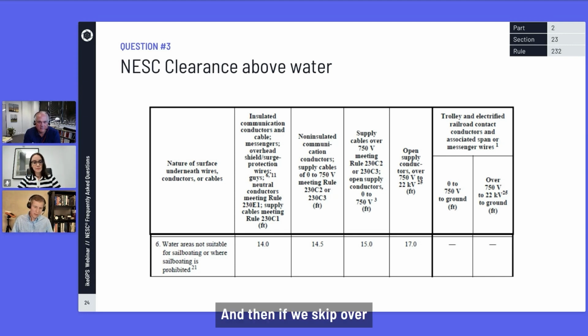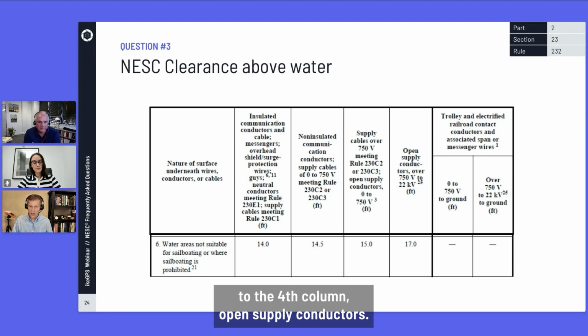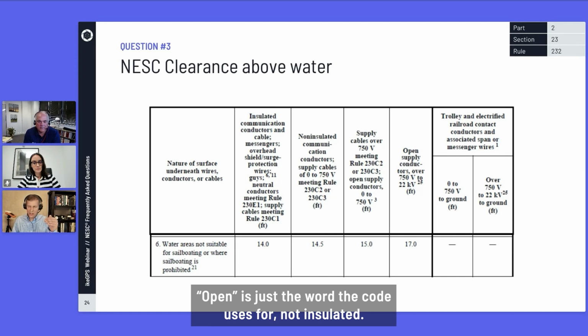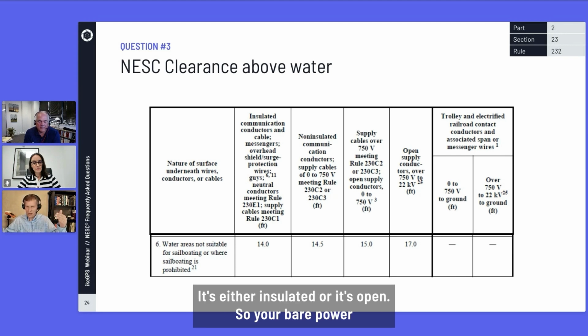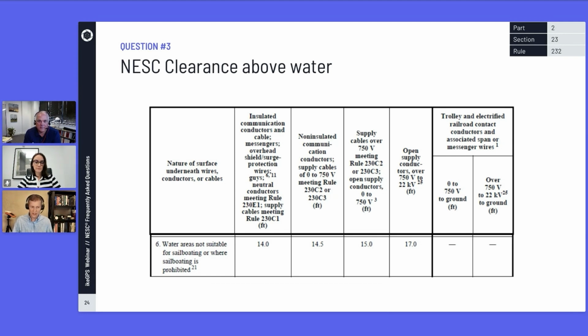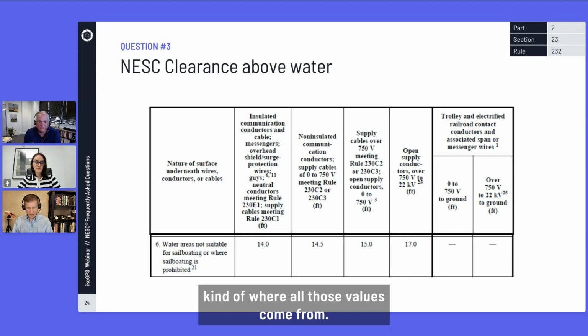And then if we skip over to the fourth column, open supply conductors. So remember, supply is power. Open is just the word the code uses for not insulated. It's either insulated or it's open. So your bare power wire up to 22 kV phase to ground is 17 feet. So that's kind of where all those values come from.